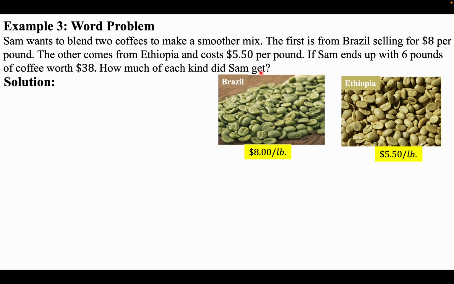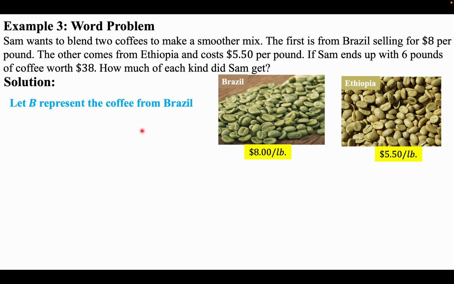Well, we have two types of coffee, one from Brazil and one from Ethiopia. We know that the one from Brazil costs $8 a pound, and the one from Ethiopia is $5.50 a pound. I know he made a mix of those two to come up with the 6 pounds, and the total cost for that is $38. Now the question is, how much of each did he mix?